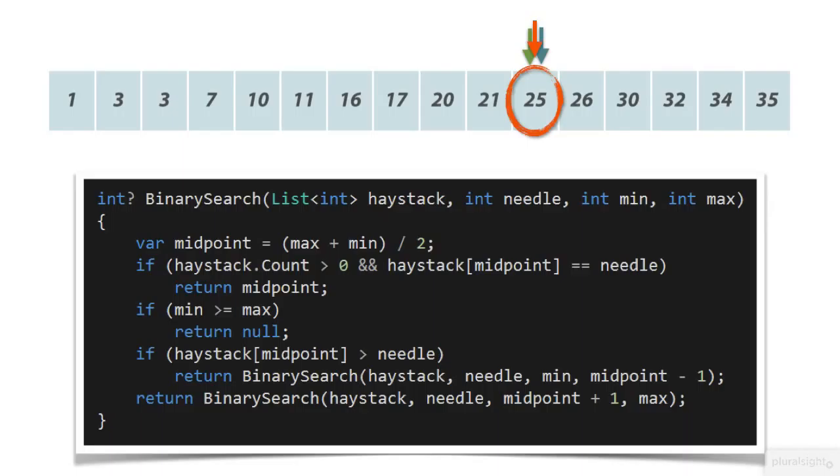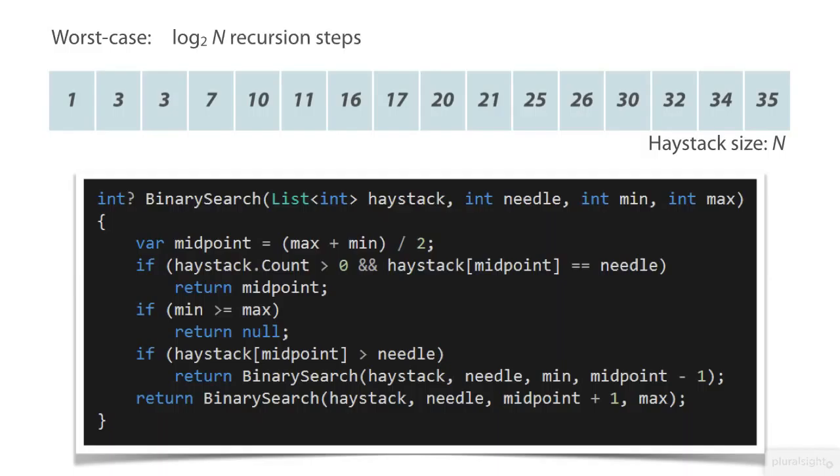Let's quickly calculate the complexity and assume that the haystack has n elements. The worst case is as follows. Each time we perform the recursion, either the lower or upper boundary is replaced by the midpoint, effectively cutting the remaining search area in half. And we have seen that for n elements, log n halvings are necessary, and therefore we need at most log n recursion steps.